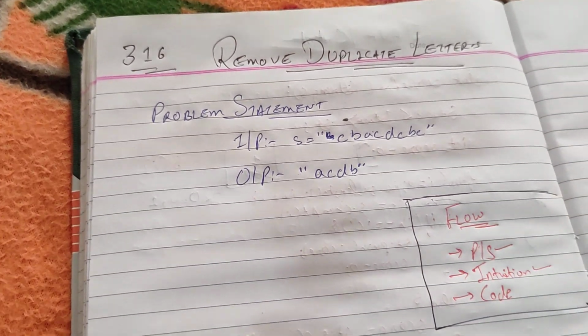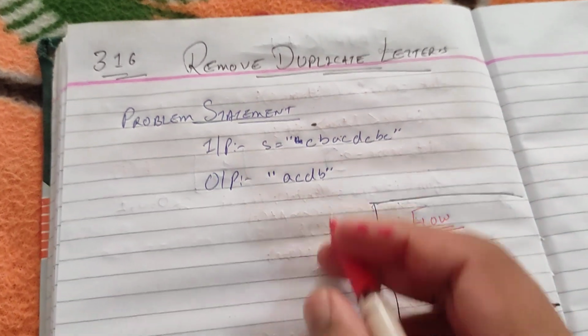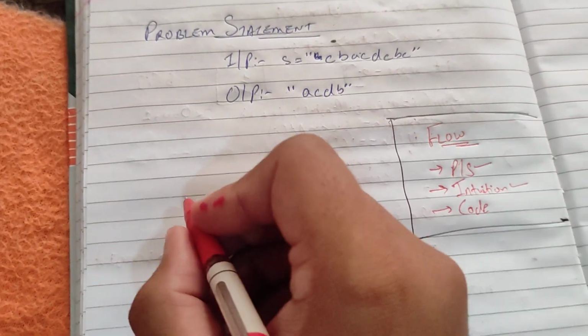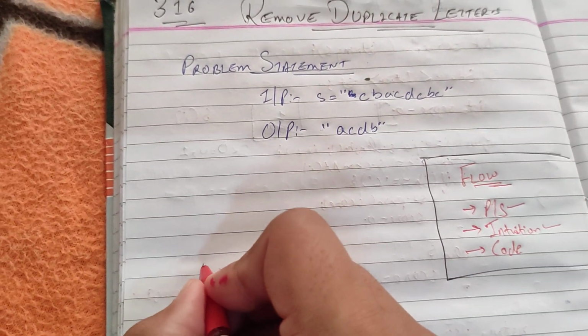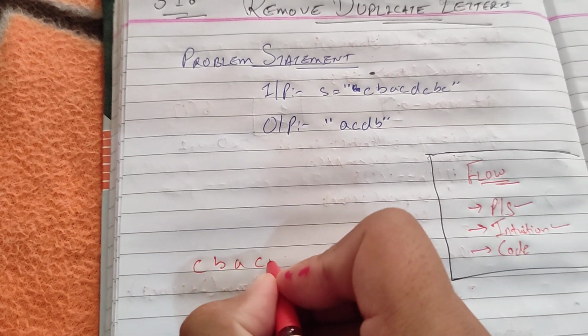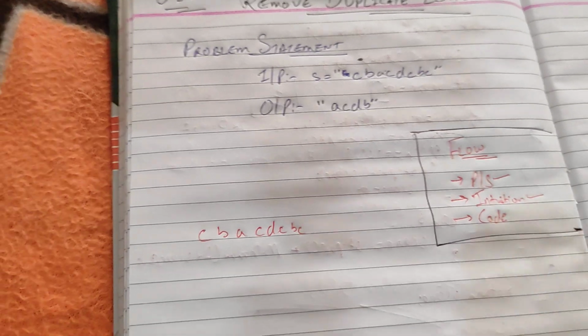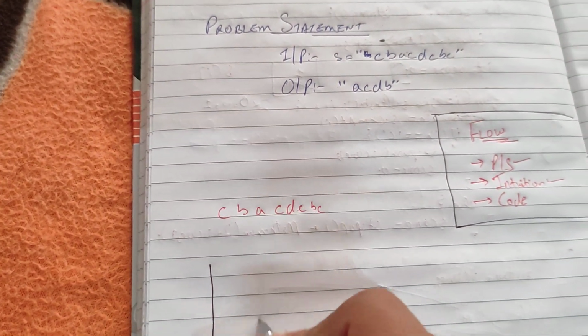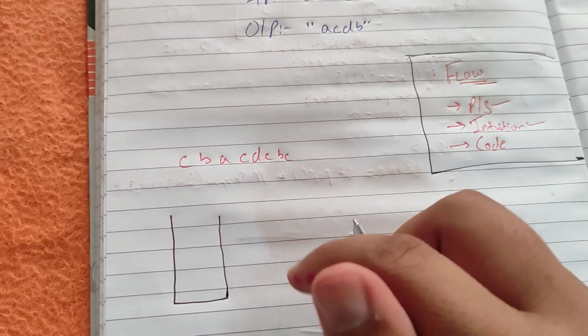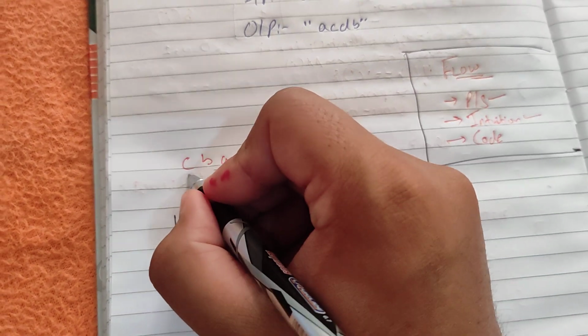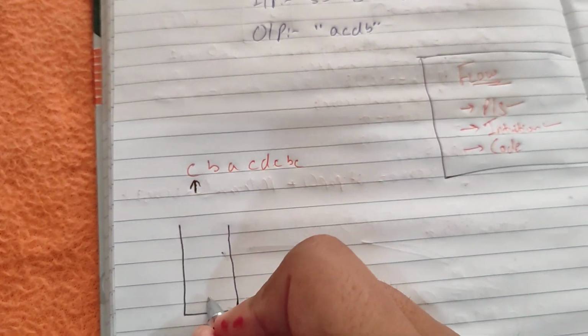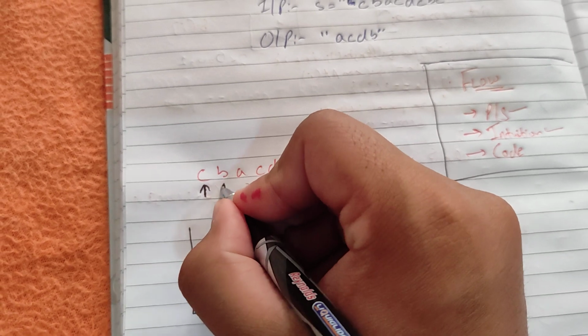Let's simply take this example. The example given is C B A C D C B C. I am going to create my stack, and you will understand why we are using it. Once I put my first character, which is C, in my stack, I move to the next character, which is B.